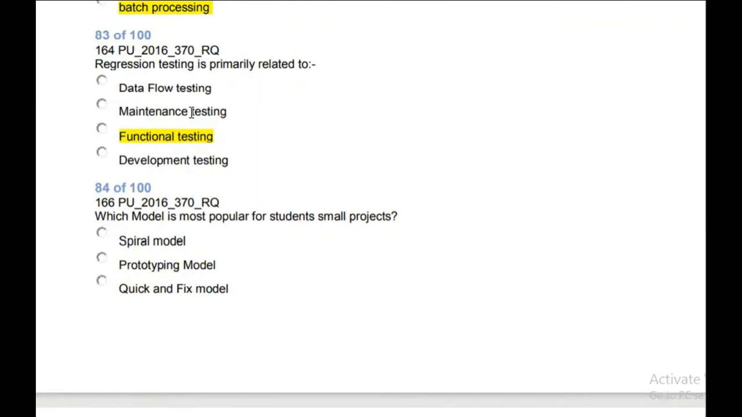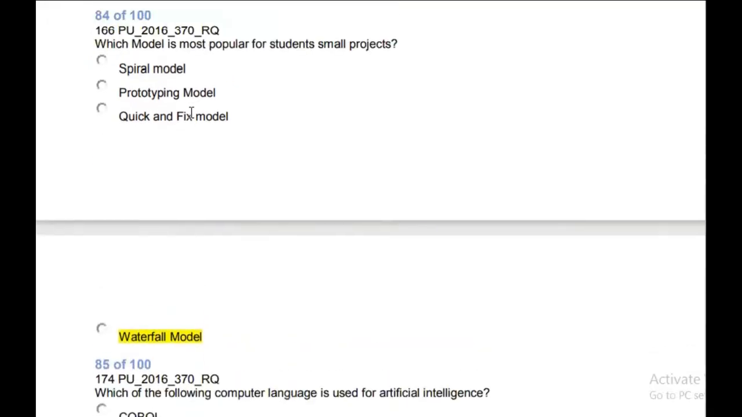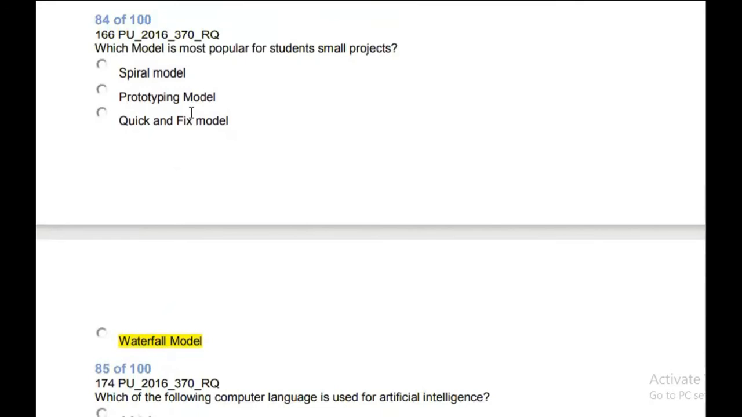Regression testing is primarily related to functional testing. Option C is correct, functional testing. Next question.